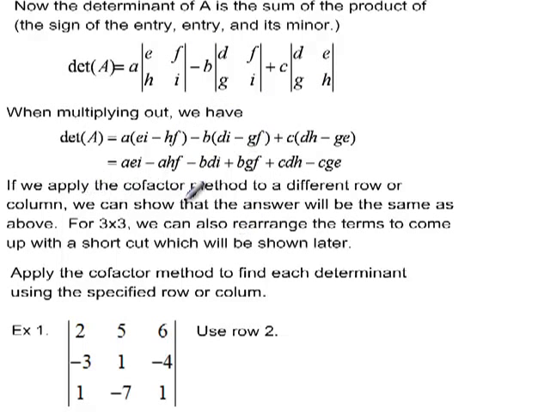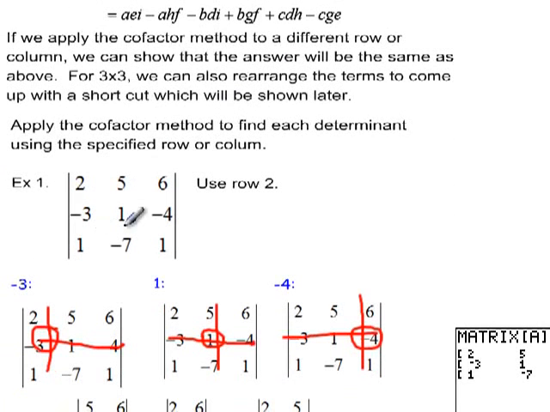So this is called the cofactor method. The cofactor method works for 3 by 3, 4 by 4, 10 by 10, any size using this way. But the higher the dimension of the matrix, the more tedious the process is to find the determinant of the matrix. So let's try one right away.